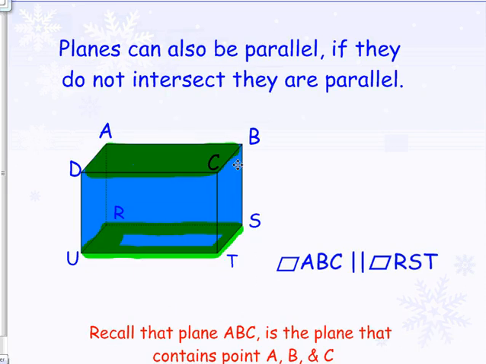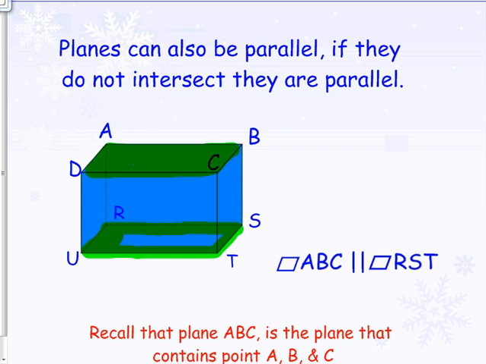Planes can also be parallel. So in this case, we have this rectangular prism, and plane ABC is parallel to plane RST. Okay, so you can see that they are parallel to each other. Another set of parallel planes in this particular figure would be BCT, which is parallel to ADU. Because they are on either side, they're an entire plane, but they will never ever cross.